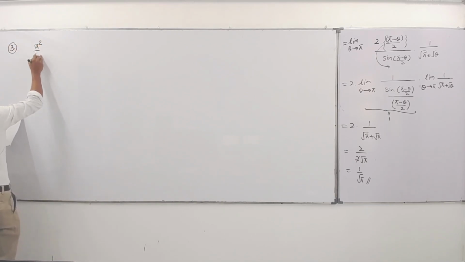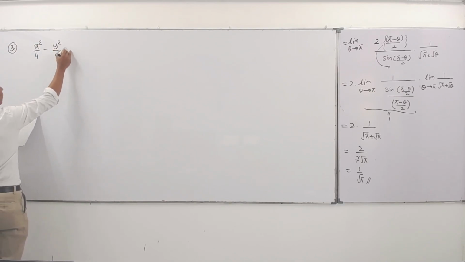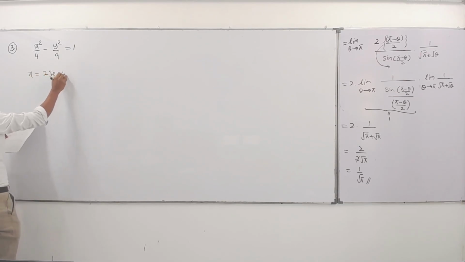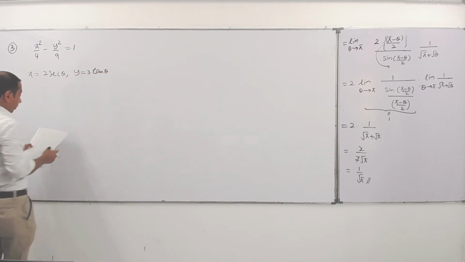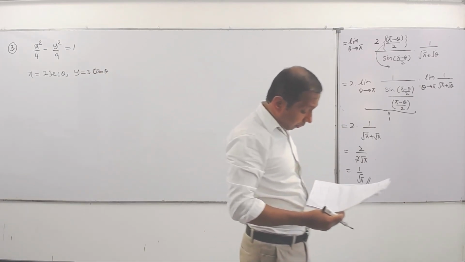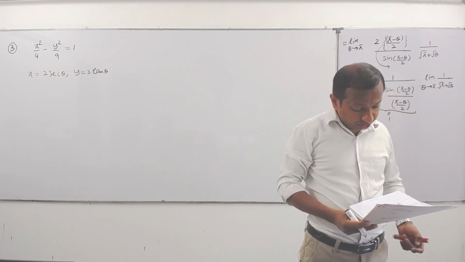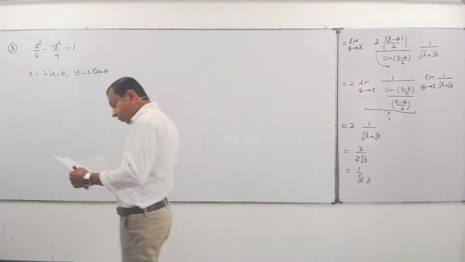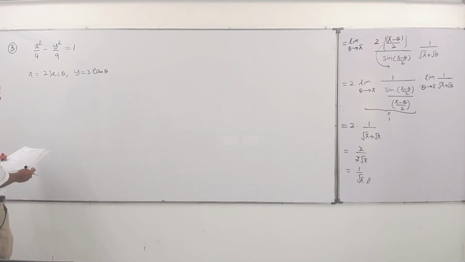The equation x squared over 4 minus y squared over 9, x given by 2 sec theta, y given by 3 tan theta. Parametric coordinates. The x coordinate of any point on the hyperbola is given by 2 sec theta, y by 3 tan theta. Now asking to find the equation of the perpendicular at the point 2 sec theta, 3 tan theta.